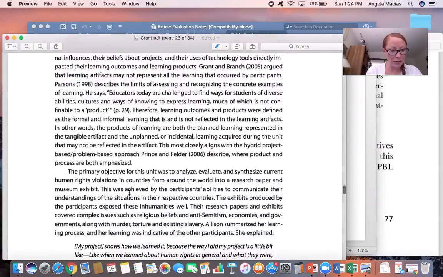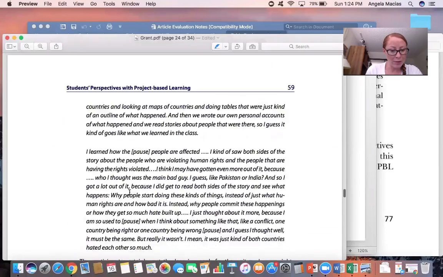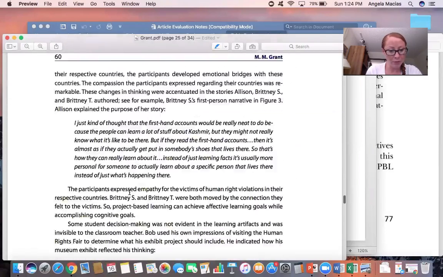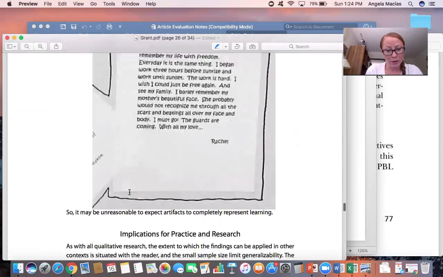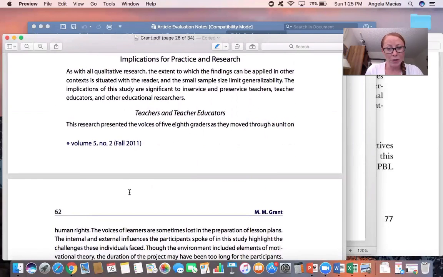Let's jump to the end after the last theme here, and we're going to see how they conclude this. Oh, they give some nice little work samples. That's interesting. Implications for practice and research. This is always very important. We want to know, why does this matter?